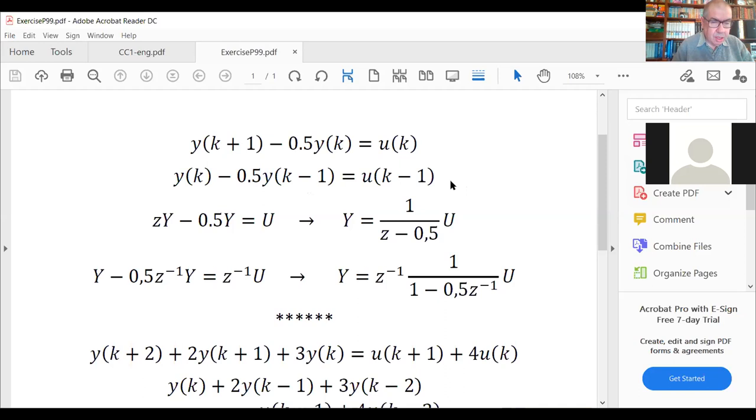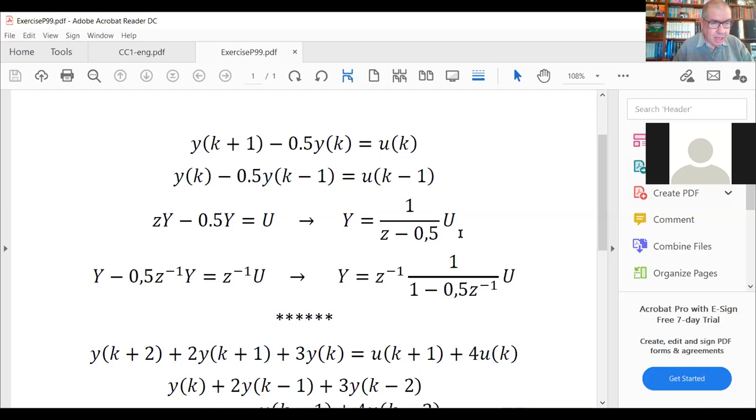Now, if you apply, for instance, the z-transform with zero initial conditions, you get z times capital Y, the z-transform of y, minus 0.5 times the z-transform of y, equal to the z-transform of u. Then I solve it with respect to Y, and I get the transfer function in z. If I replace z by q, that's the system operator, 1 divided by q minus 0.5.